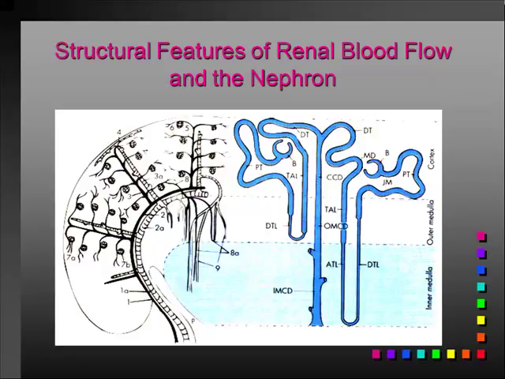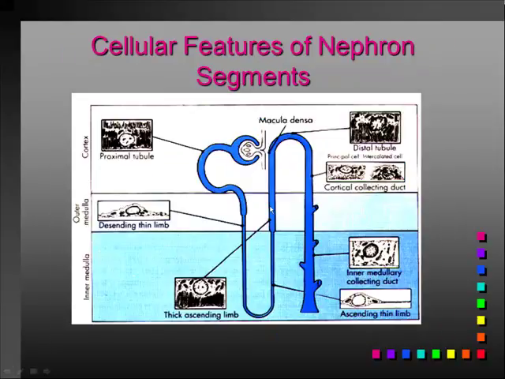The kidneys are responsible for keeping our plasma osmolarity constant and normal. The kidneys are responsible for keeping the blood volume constant and normal. So the kidneys are responsible for keeping the blood pressure constant and normal. So all of these functions the kidneys have to do are served by all of these different cell types that the kidneys have. Okay, so that's the basic structure of the kidney. Go into the cellular features of the nephron segments.